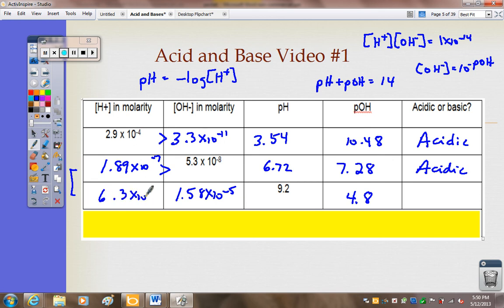In this case, H+ ions are less than OH- ions, or pH is above 7, pOH is below 7, I am a basic solution.